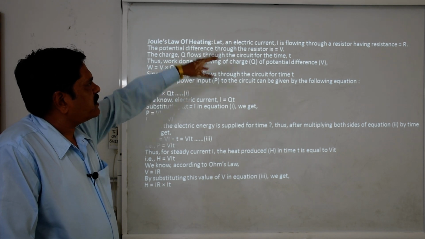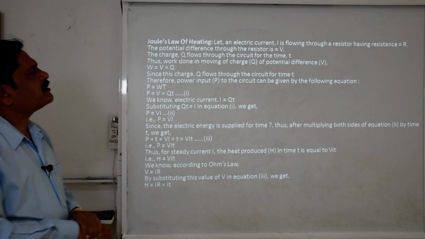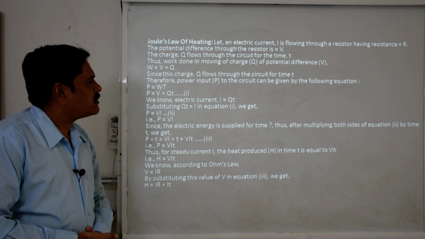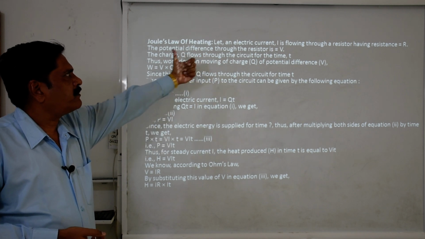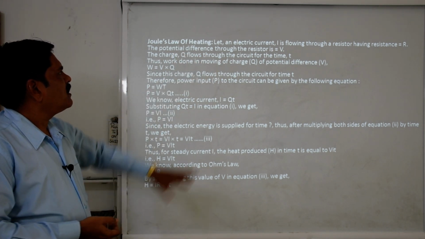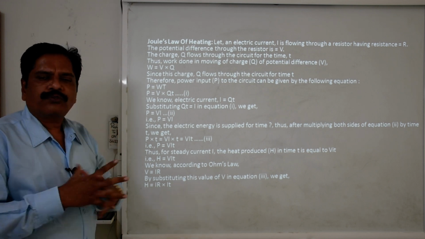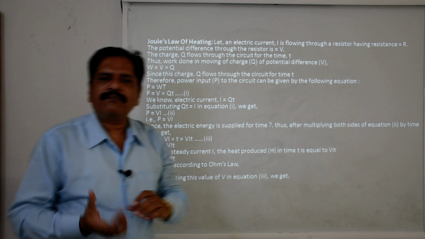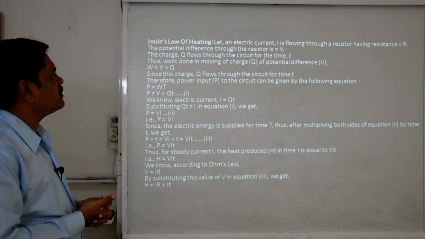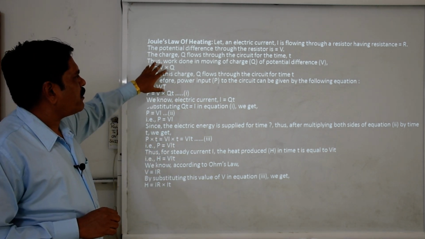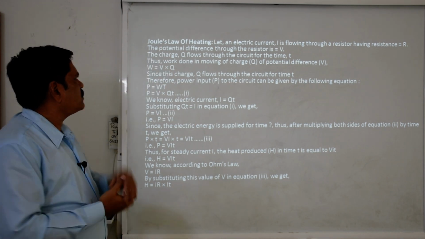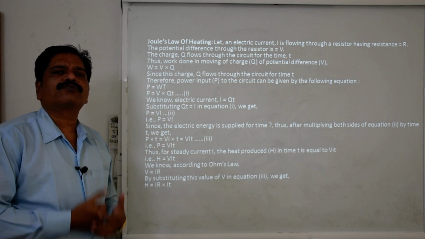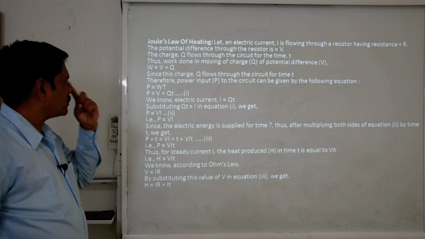Let an electric current I be flowing through a resistor having the resistance R, so the potential difference across the resistor is V. So you have three values I, R and V, and this Q, what is the Q? Q is the number of charges which pass through it, and what is this T? T is the time for which the current is allowed to pass, clear. So when you want to find the work done in moving this charge, W is equal to VQ. What is V? Potential difference. What is Q? Q is the total charge which passes through.